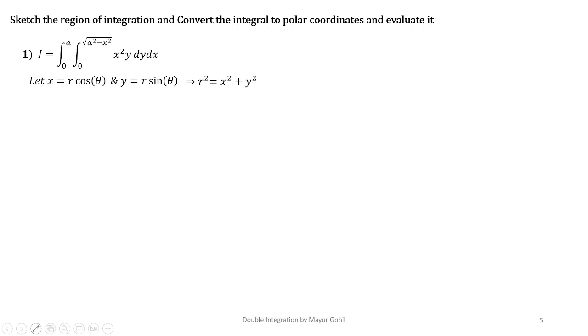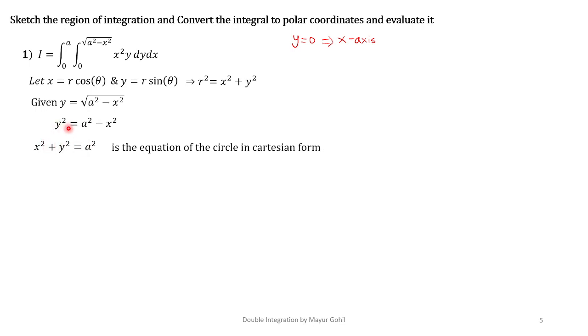We already know that here the lower limit is y equals 0, which is the x-axis. Okay, so that is the x-axis, y equals 0. Now let us see what happens with the upper limit. The upper limit is y equals square root of a square minus x square. Now if I simplify it further, I get y square equals a square minus x square, and then you get x square plus y square equals a square.